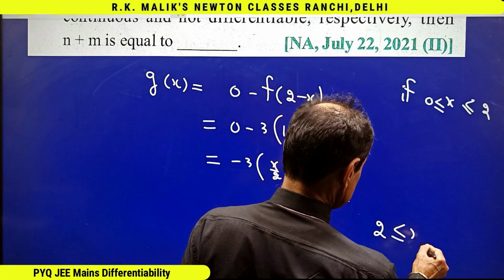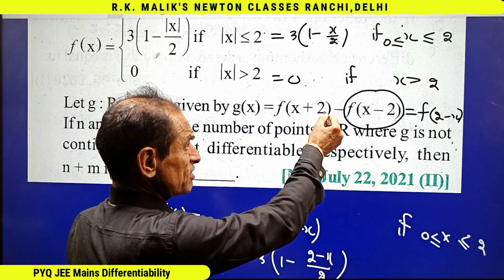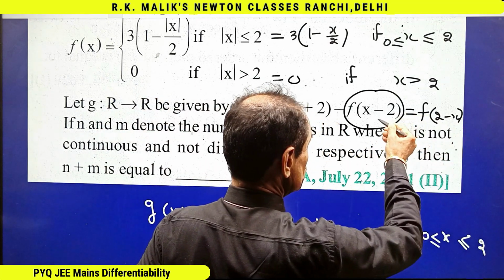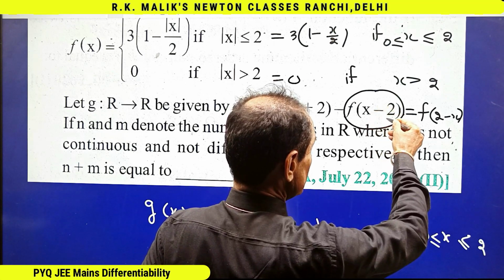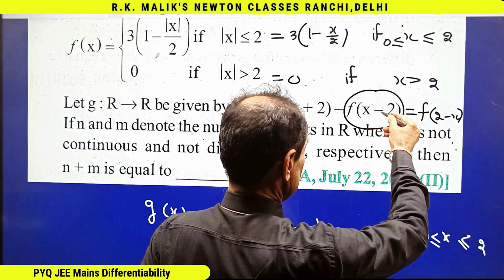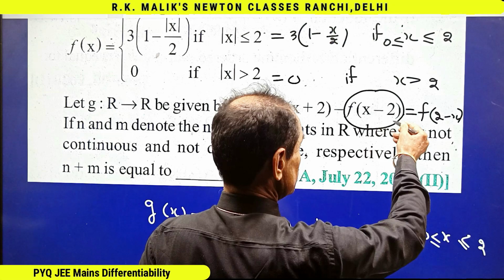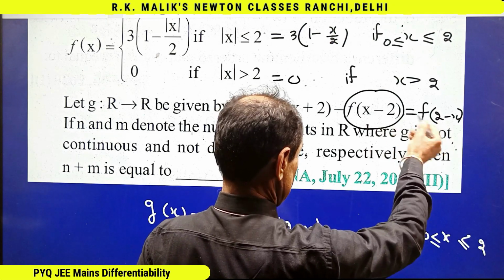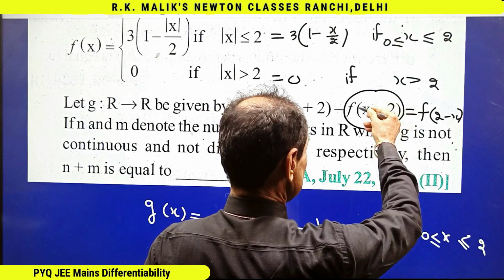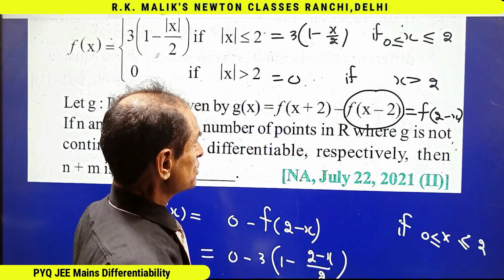But if 2 is less than or equal to x less than or equal to 4, it will still be 0. Then instead of this, I will use this because x will be greater than 2 and less than 4. Hence, this will be positive and this will be negative. Actually, agreed, both are the same. For the value of x from 2 to 4, the value of this will lie between 0 and 2. Hence, again, I'll be using this.